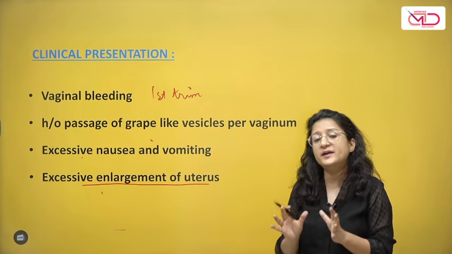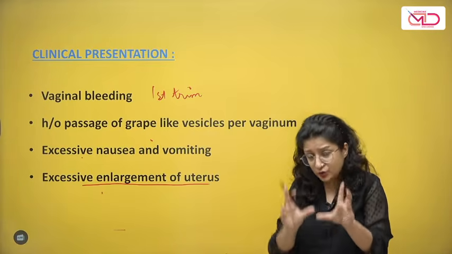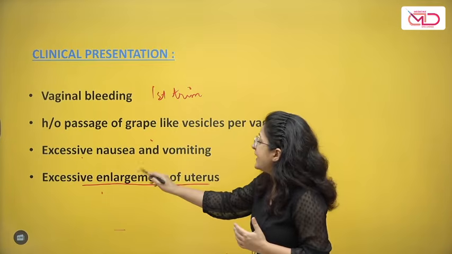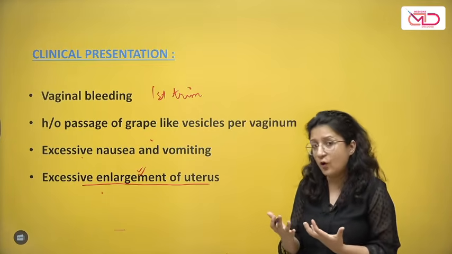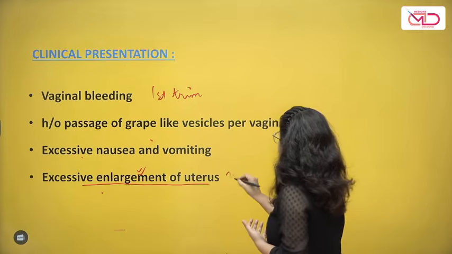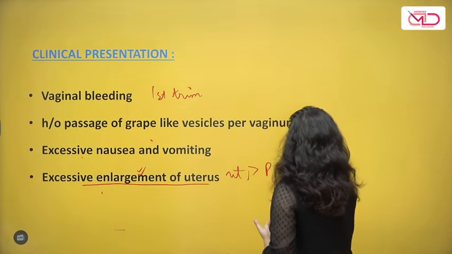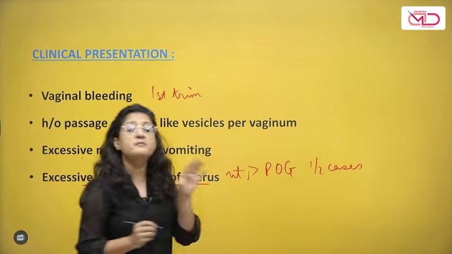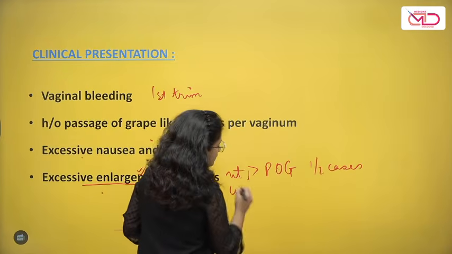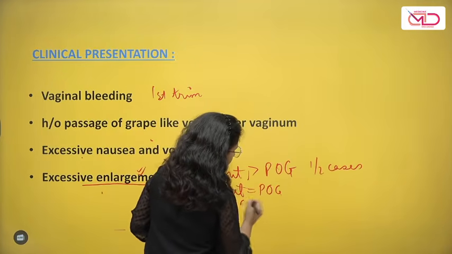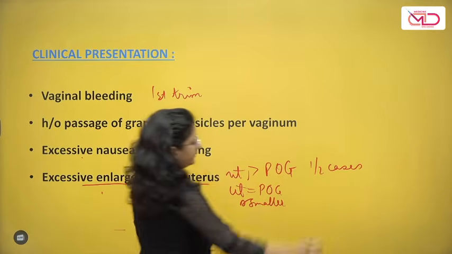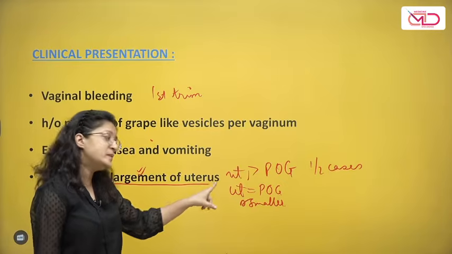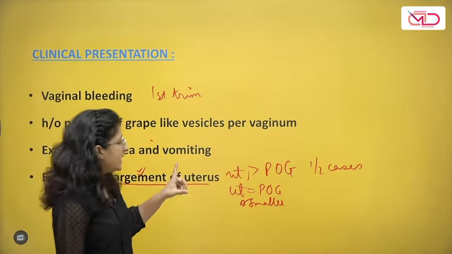Complete molar pregnancies are usually, or let's say in half of the cases, associated with an enlarged uterus more than the period of gestation. So uterus enlarged more than the period of gestation in about 50% of the cases. That means in the remaining cases, the size of the uterus could be equal or even smaller than the period of gestation. So usually more than the period of gestation, but could be the same size or smaller as well.